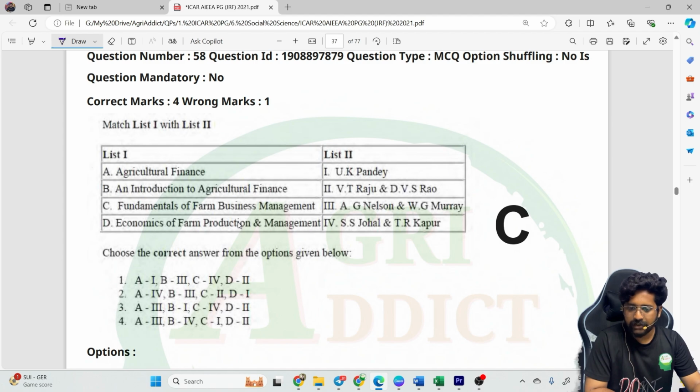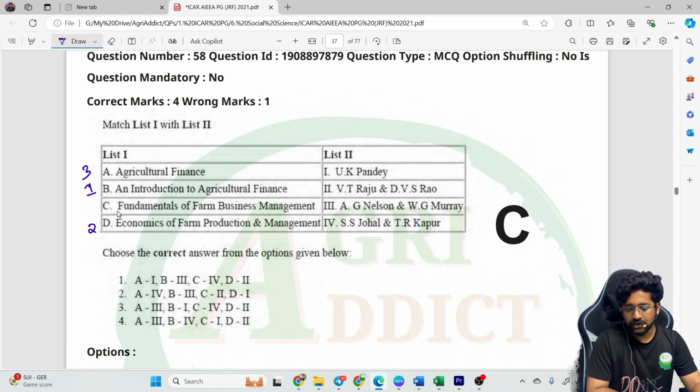Economics of farm production and management can be connected with V.T. Raju and D.V.S. Rao. D can be connected with 2. And agricultural finance is written by A.G. Nelson and W.G. Murray. A can be connected with the third option. An introduction to agricultural finance is written by U.K. Pandey. So therefore B can be connected with the first.